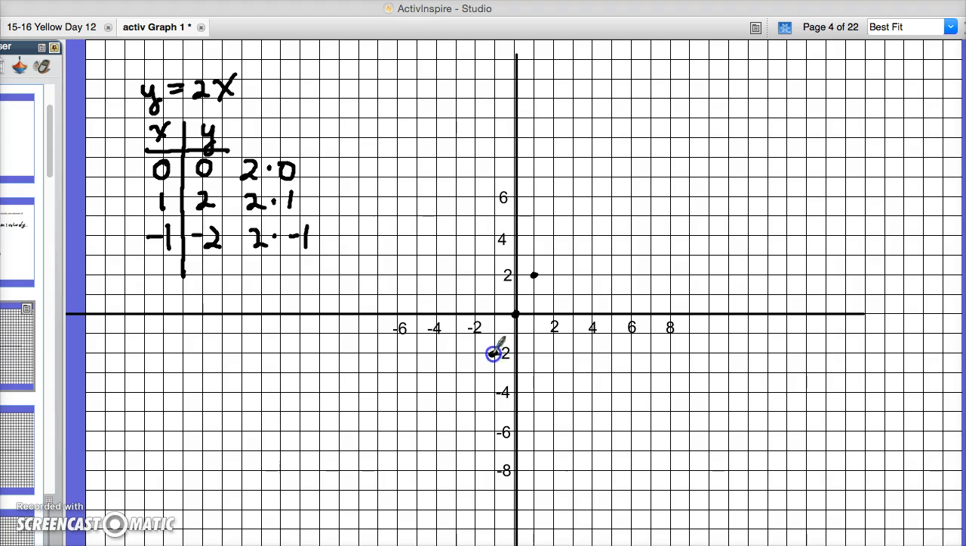Okay, and we can start to see that for y equals 2x, I'm going to get basically this line, and I'm not very good right now at drawing the line, but this should be a straight line. Okay, and so my domain is going to be all my values of x, and my range is going to be all my values of y.